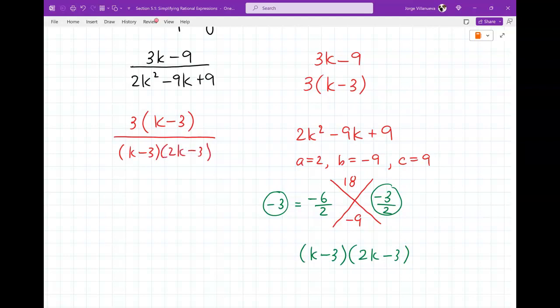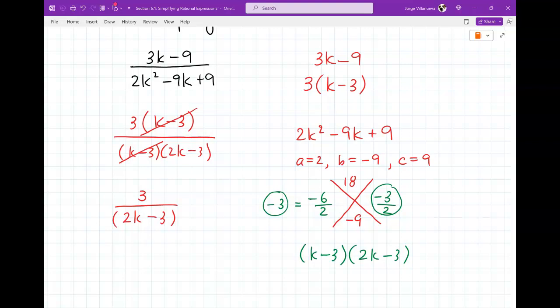Is there anything I can chop right now? The k minus 3. All right, those match, right? Matches on top, matches on bottom. So let's get rid of that. All right. Right now, I'm going to show you a situation that I was talking about earlier. So right now, here's my answer. 3 over 2k minus 3.